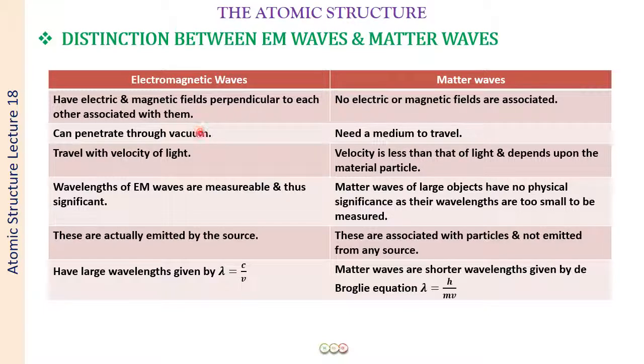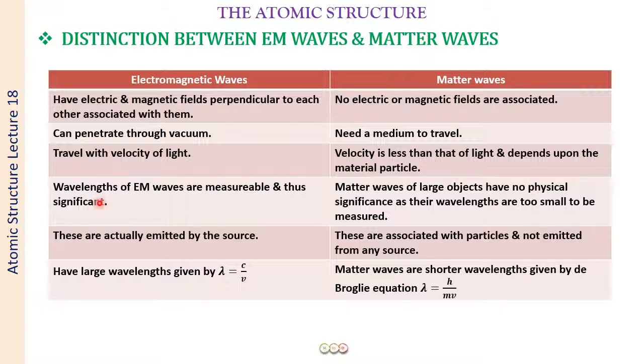The electromagnetic waves can travel in vacuum, whereas the matter waves do need a medium to travel. They cannot travel in vacuum. Then the electromagnetic waves travel with the velocity of light, whereas the matter waves' velocity is less than that of light and depends upon the material particle.